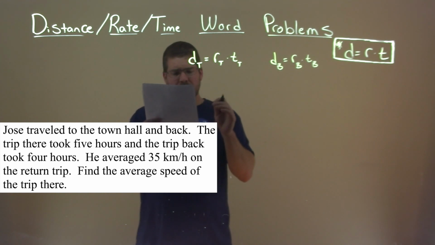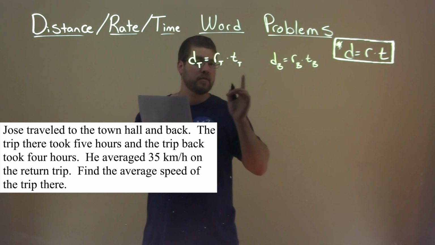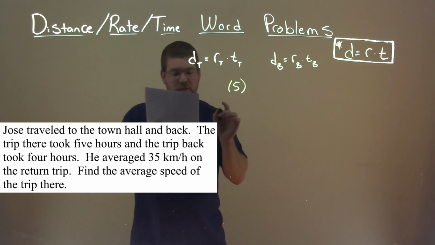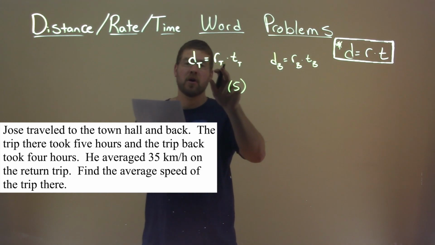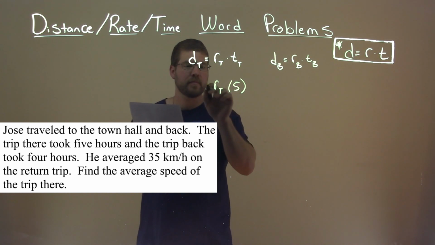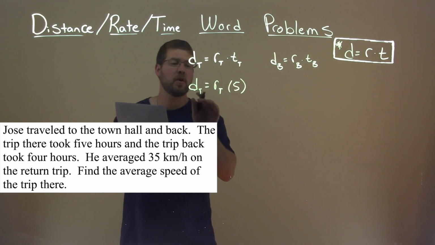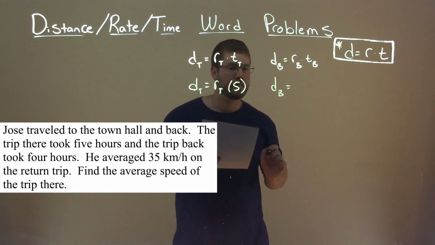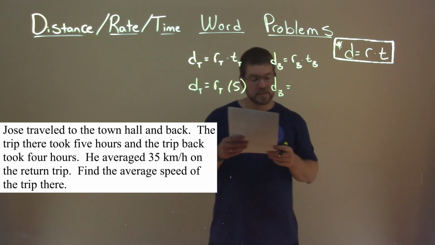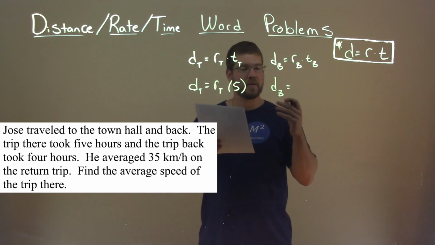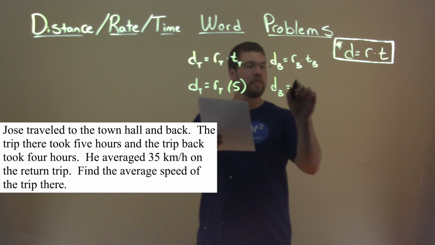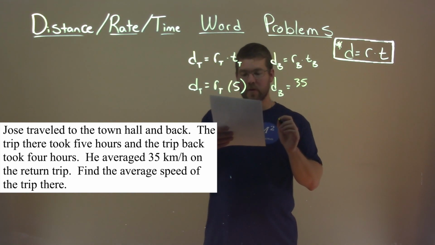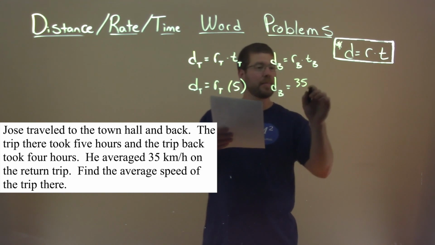Well, they tell us that the trip took 5 hours there. So t sub t is 5. And we actually want to find the average speed there, or r of t. And we don't actually know the distance there. And we actually don't know the distance back either. But they tell us here that the average speed on the return trip back home was 35 kilometers per hour, and it took a total of 4 hours to get back.